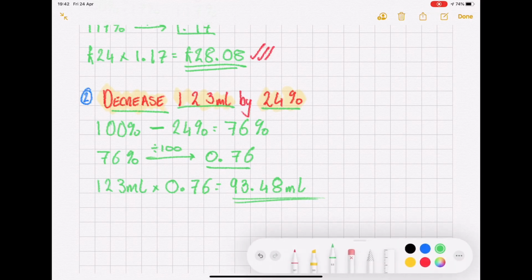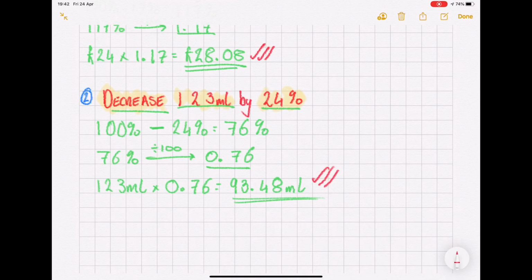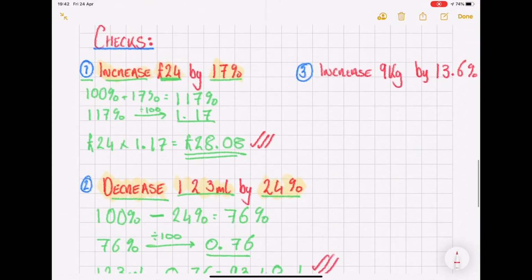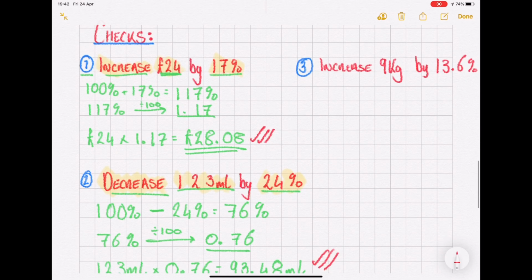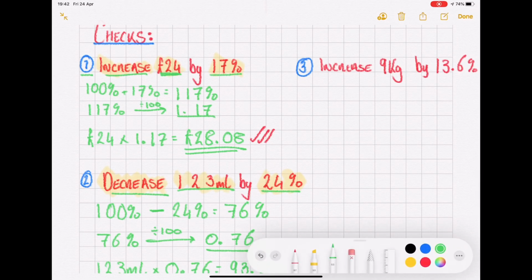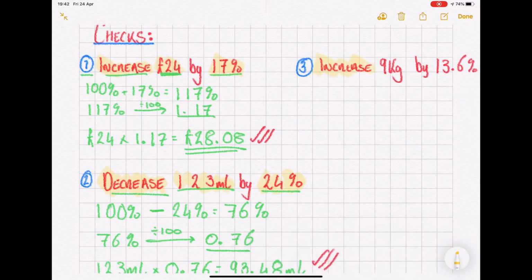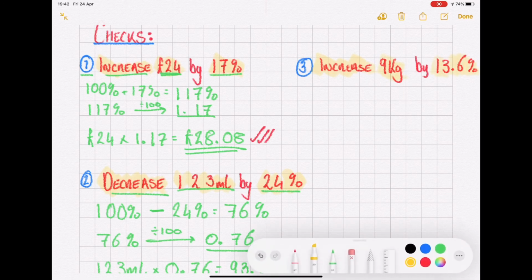If you got that, fantastic. Give yourself some ticks there. And let's look at this third and final example over here. So, what are we doing? We're increasing 9 kilos by 13.6%. So we start off with our 100%.